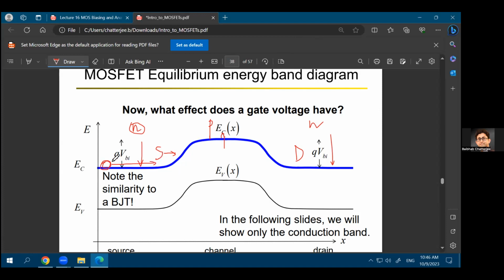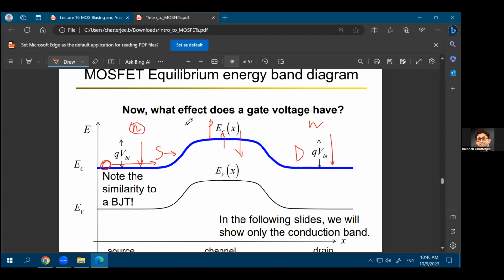Or it can easily roll to the right-hand side if you lower the height of the hill. That's also a possibility, that in some way, if you can lower the height of the hill, if the height is reduced, then the ball can easily roll from the left-hand side to the right-hand side. And that's what we'll study next, which is called the threshold voltage of the MOSFET.